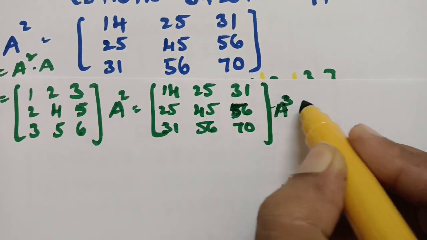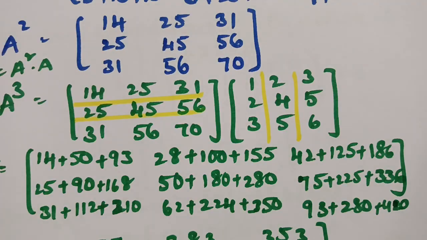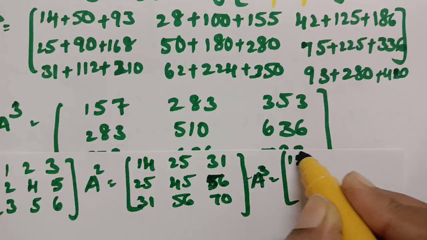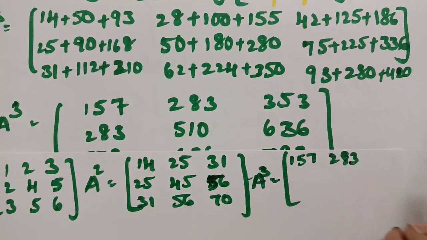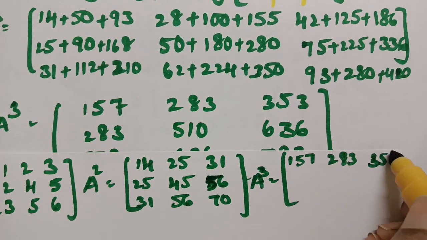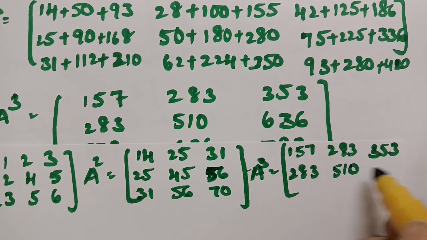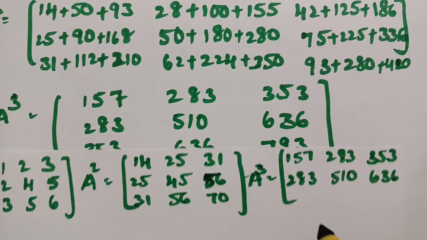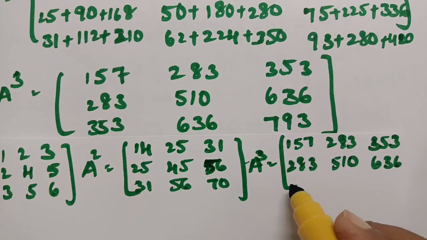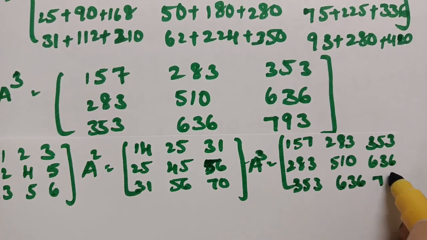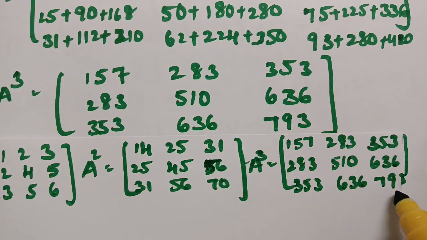And what is A cube? The A cube value is also ready as 157, 283, and next one is 353, and this is 283, this is 510, and this value is 636, and this is 353, 636, and 793. Now we have to use the characteristic equation.